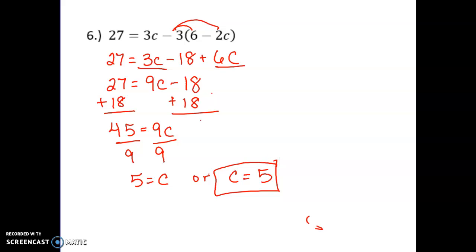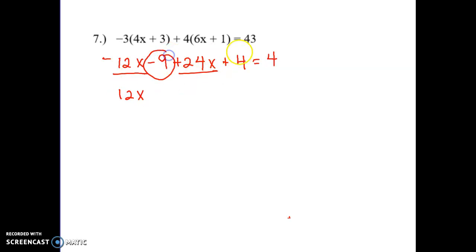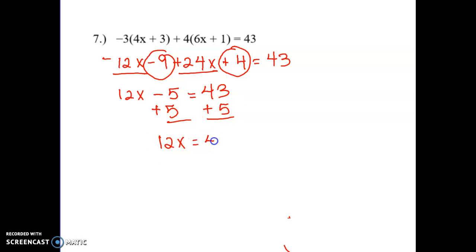Number 7. Okay, when I distribute, I've got a -12x minus 9 plus 24x plus 4 is going to be equal to 43. I'm going to combine my like terms. When I do that, I get 12x, and I've got my negative 9 and positive 4, so it's 12x minus 5 is going to be equal to, I forgot the 43. Okay, when I then add the constant to both sides, my 12x is going to be equal to 48, and when I divide by 12, my x is going to be equal to 4.